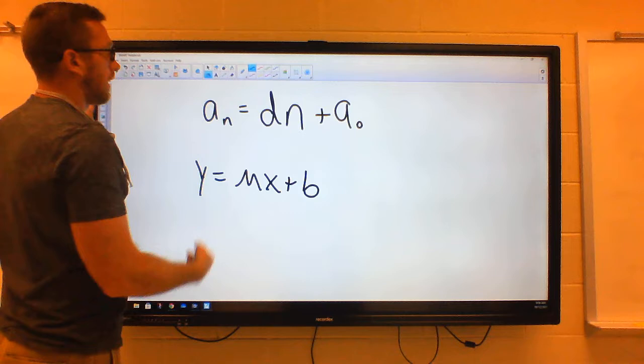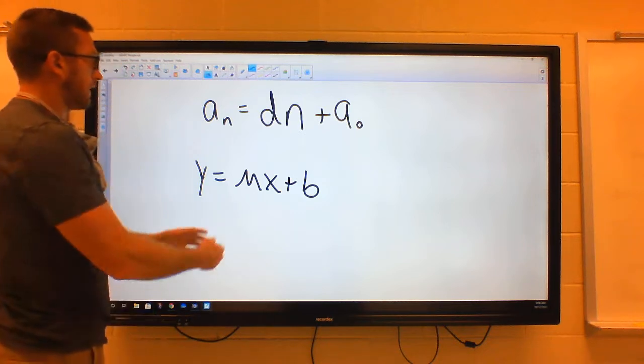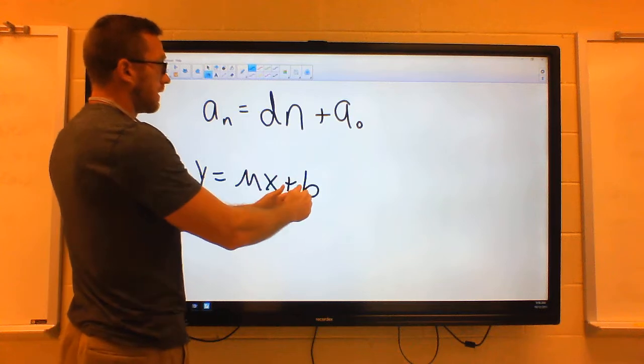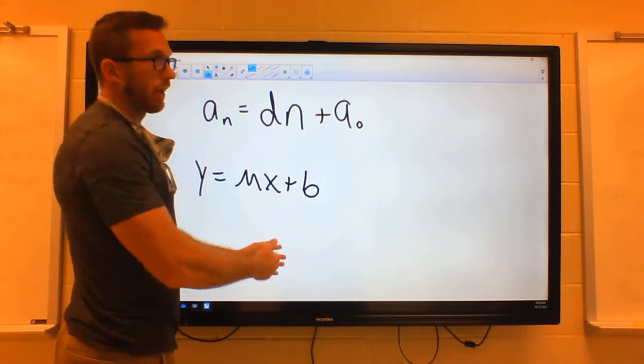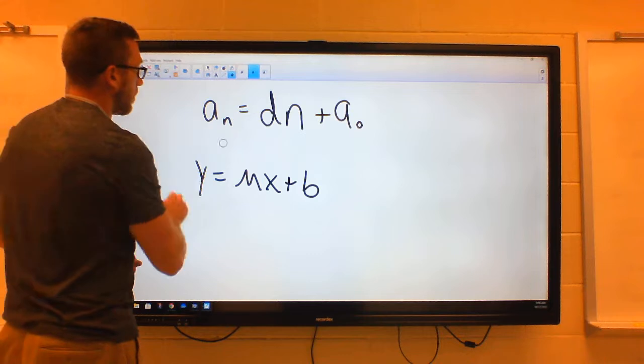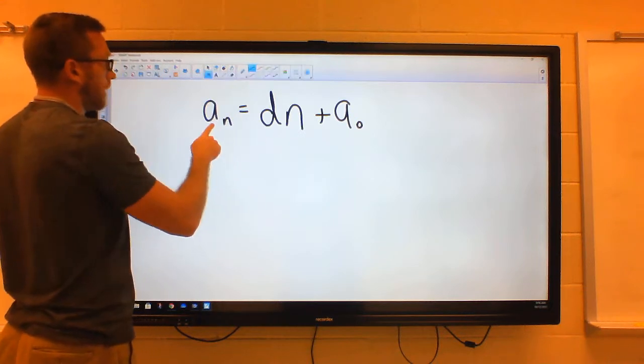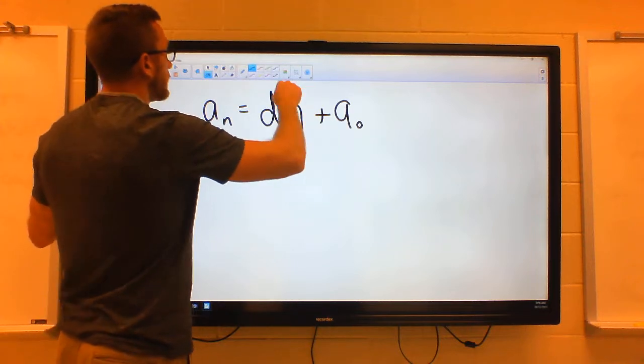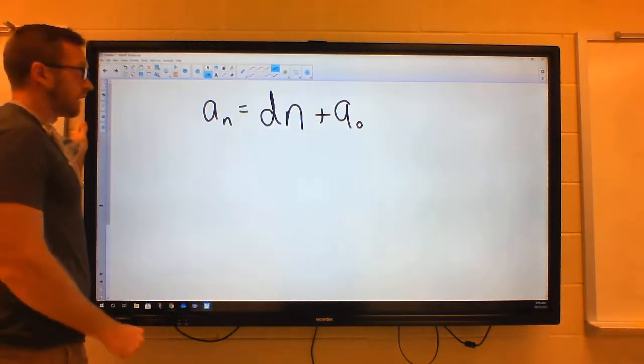we can do the same thing with an explicit rule, where it's our rate of change times our input variable plus the zeroth term. And so our explicit rule can be written as a_n equals common difference times n plus whatever the zeroth term in our sequence is.